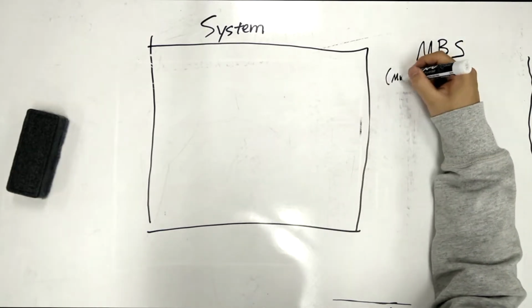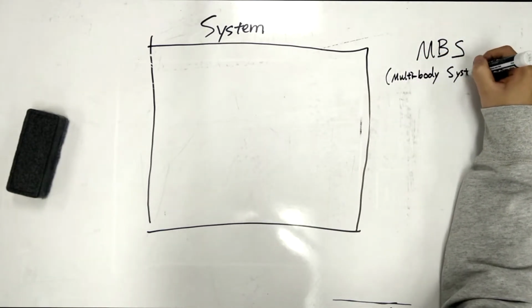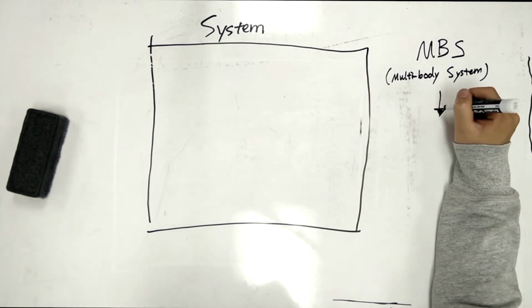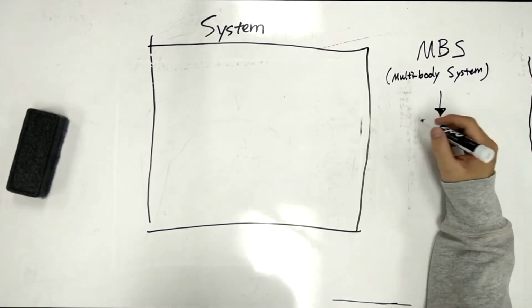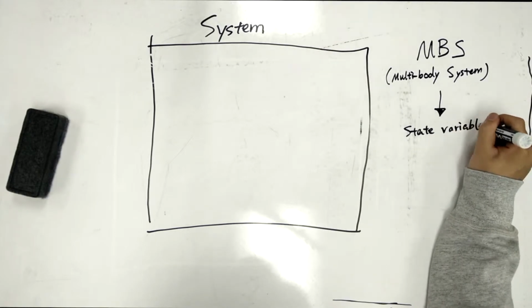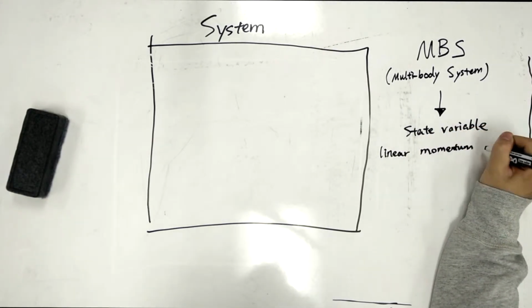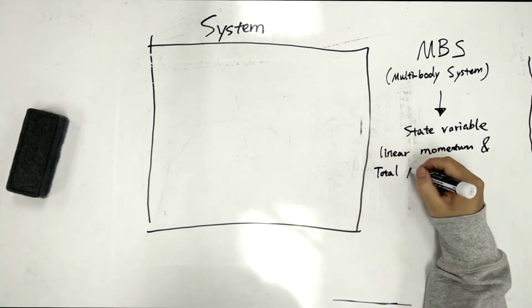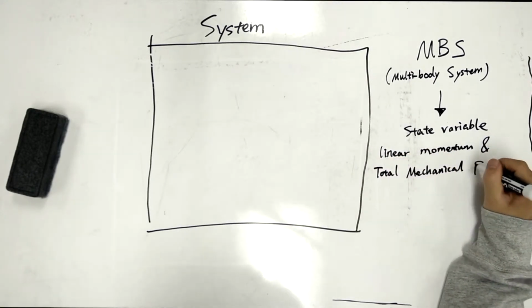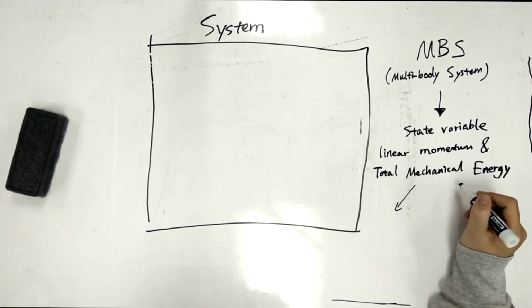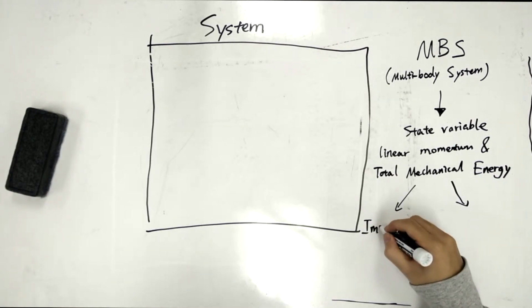The second one is a multi-body system. Now, a multi-body system, its key difference from a single body system is that it includes multiple bodies or objects inside of it, and they translate energy between one another. The state variables are linear momentum and total mechanical energy, and the agents of change are impulse and work.